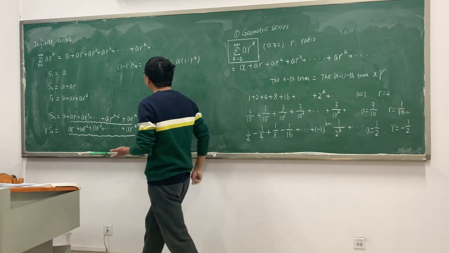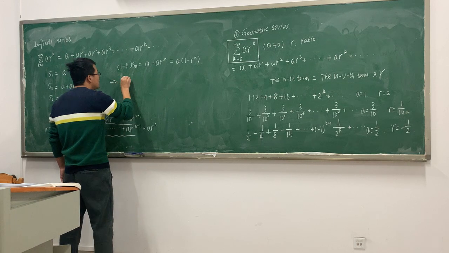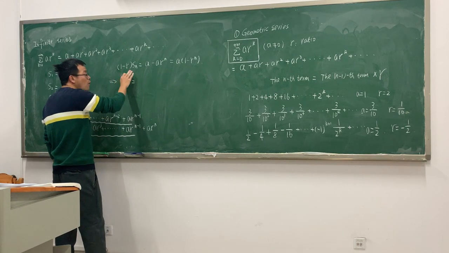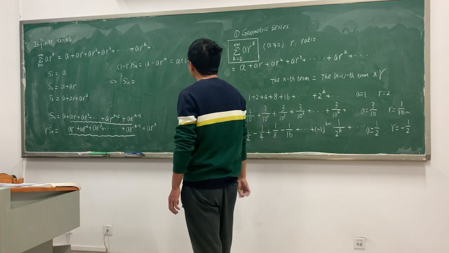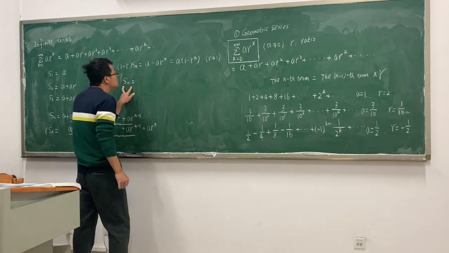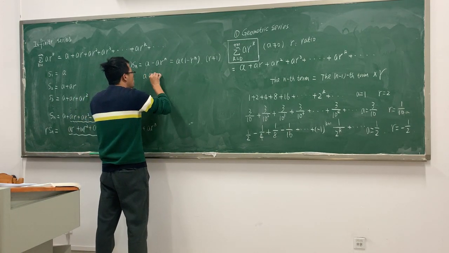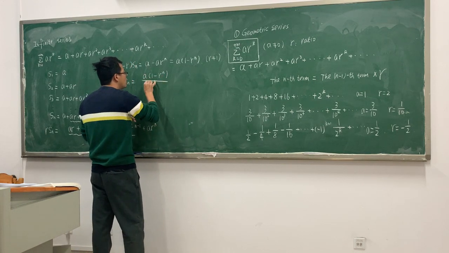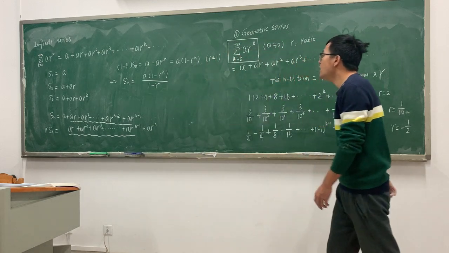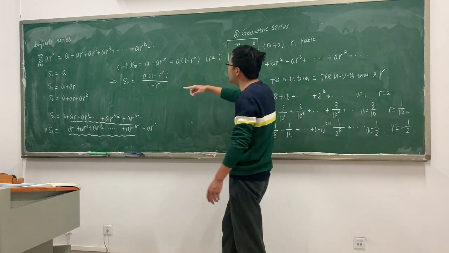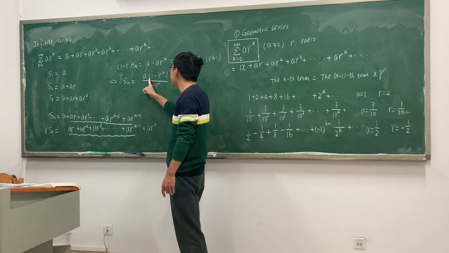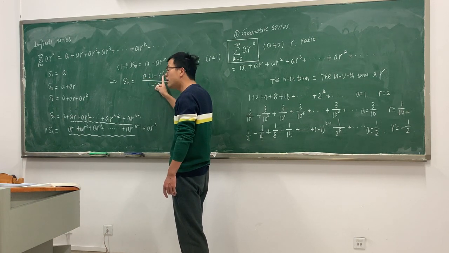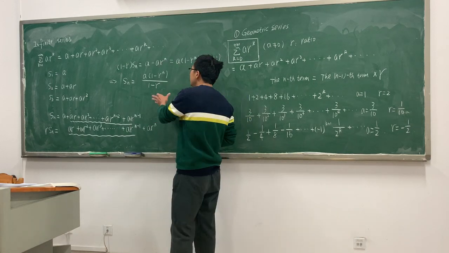So from here it's easy to see Sn equals what? Here we divide, so of course R is not equal to 1. So Sn equals A times 1 minus R to the nth power divided by 1 minus R. So we find the expression of Sn.